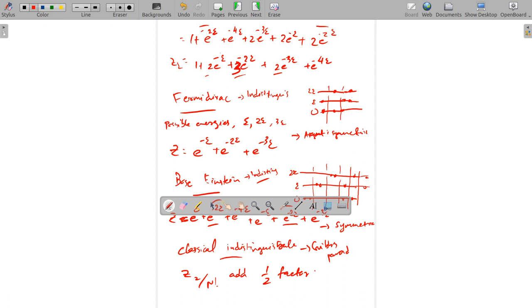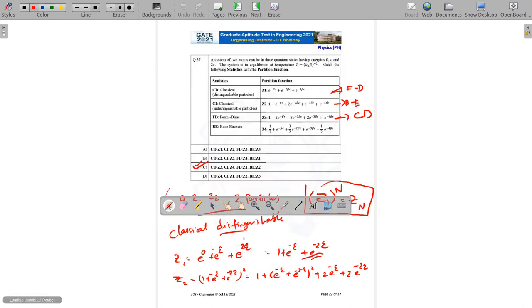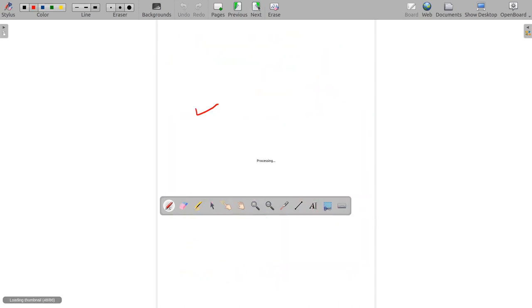So if you just look back, in order to fix the Gibbs paradox, there is an additional 1 by n factorial coming in to construct the classically indistinguishable particle partition function. So just take whatever was your distinguishable partition function and multiply by 1 by 2 factorial, because you have two particles. This will give you the classically indistinguishable particles partition function. So that's it. Next we are moving on to the next one.